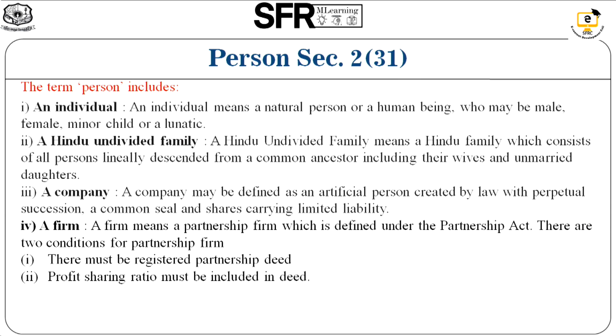A Hindu undivided family means a Hindu family which consists of all persons lineally descended from a common ancestor, including their wives, and also the unmarried daughters will be included in the Hindu undivided family. The third one mentioned is a company. A company, we already know, is an artificial person. It is created by law with perpetual succession, a common seal and shares carrying limited liability.